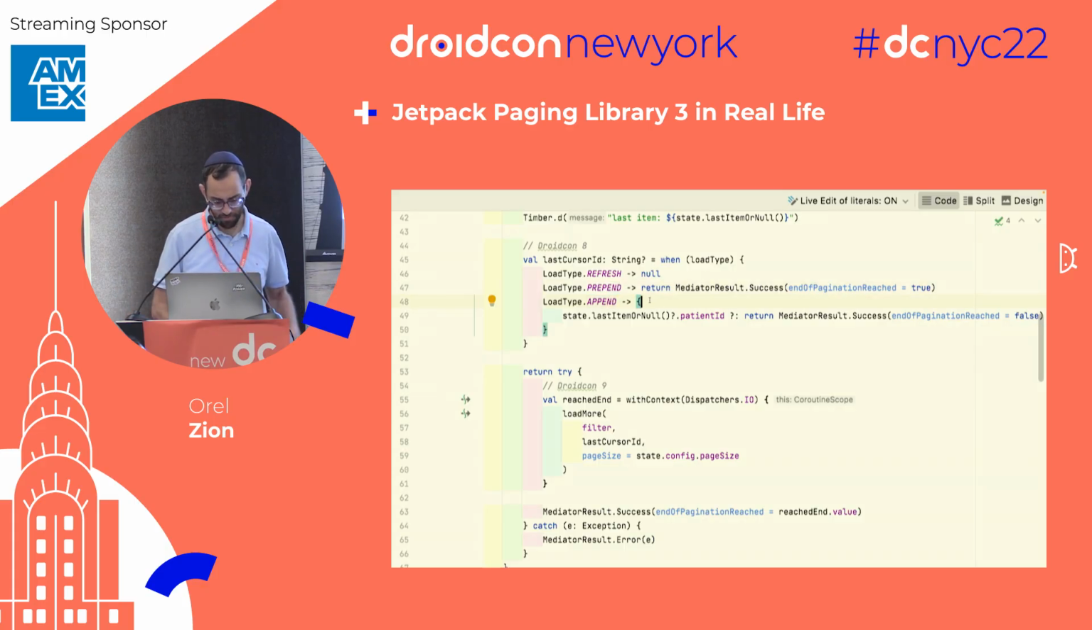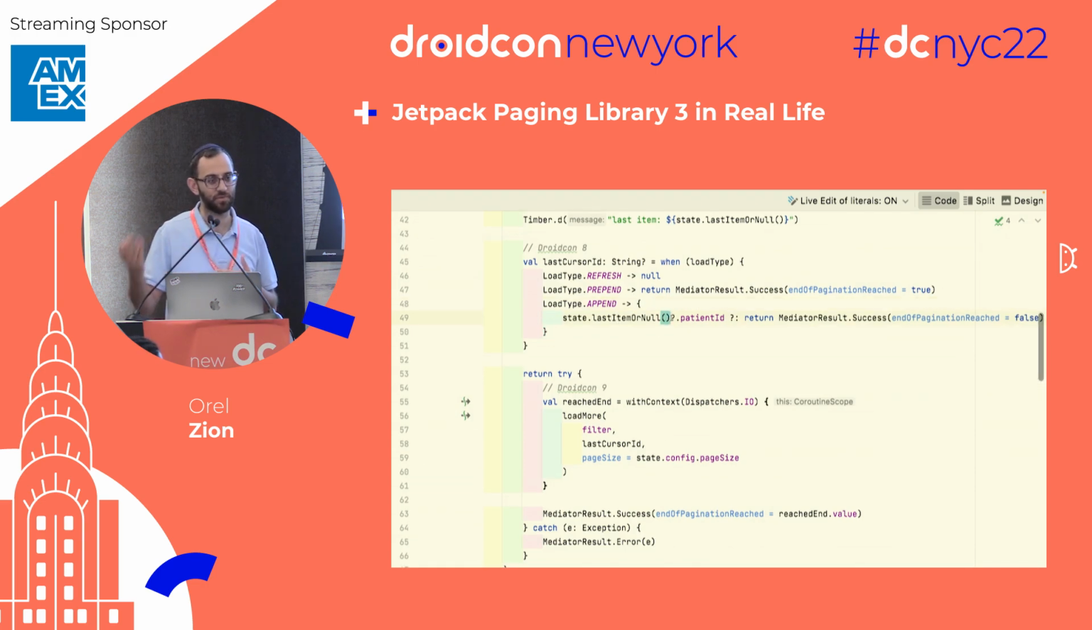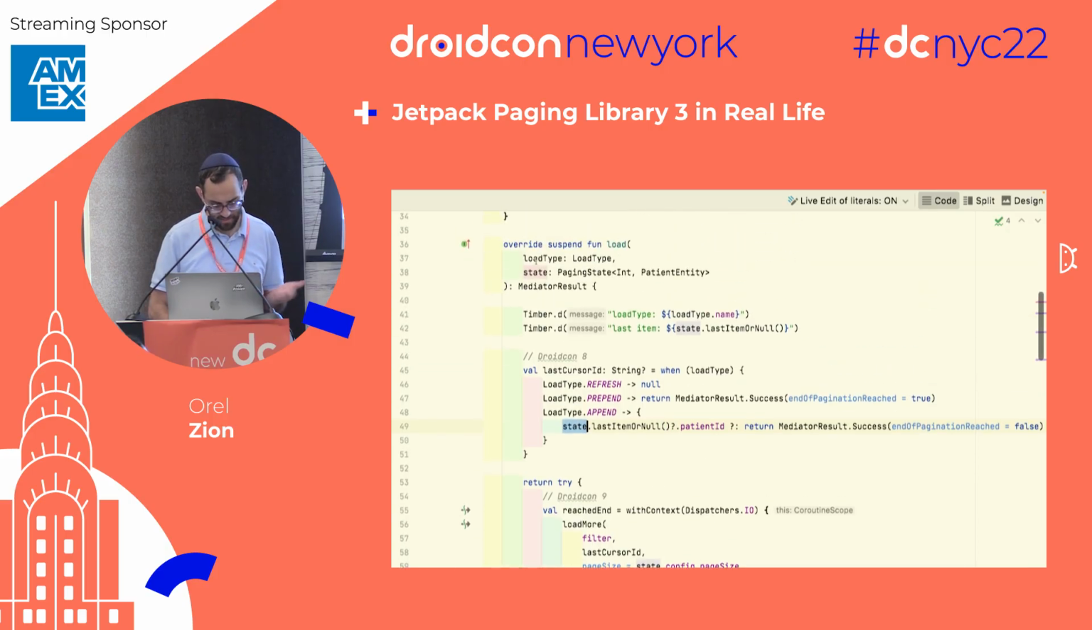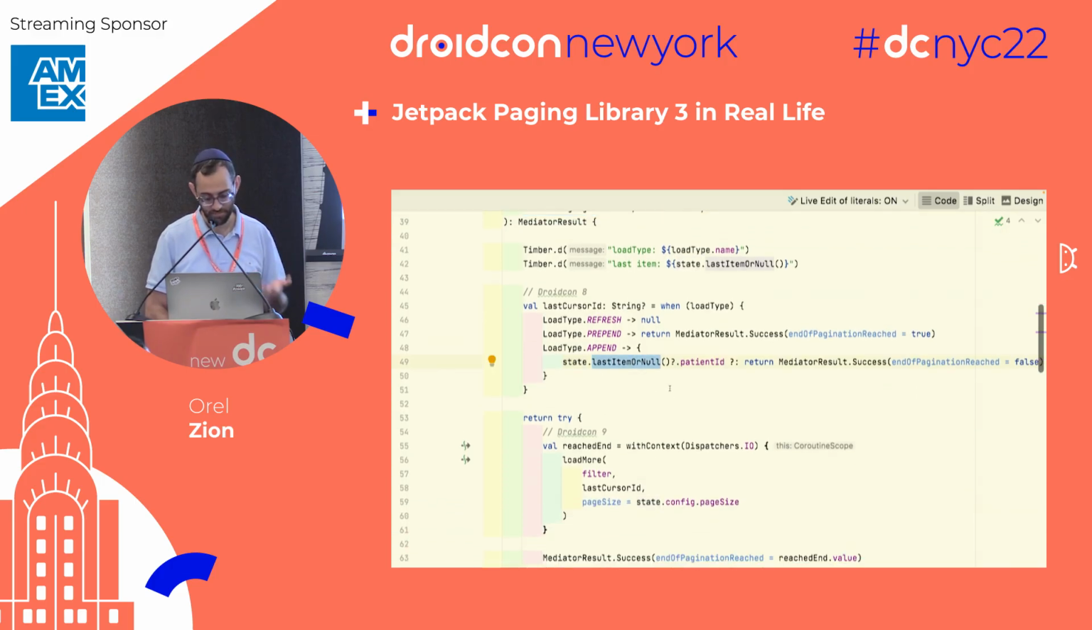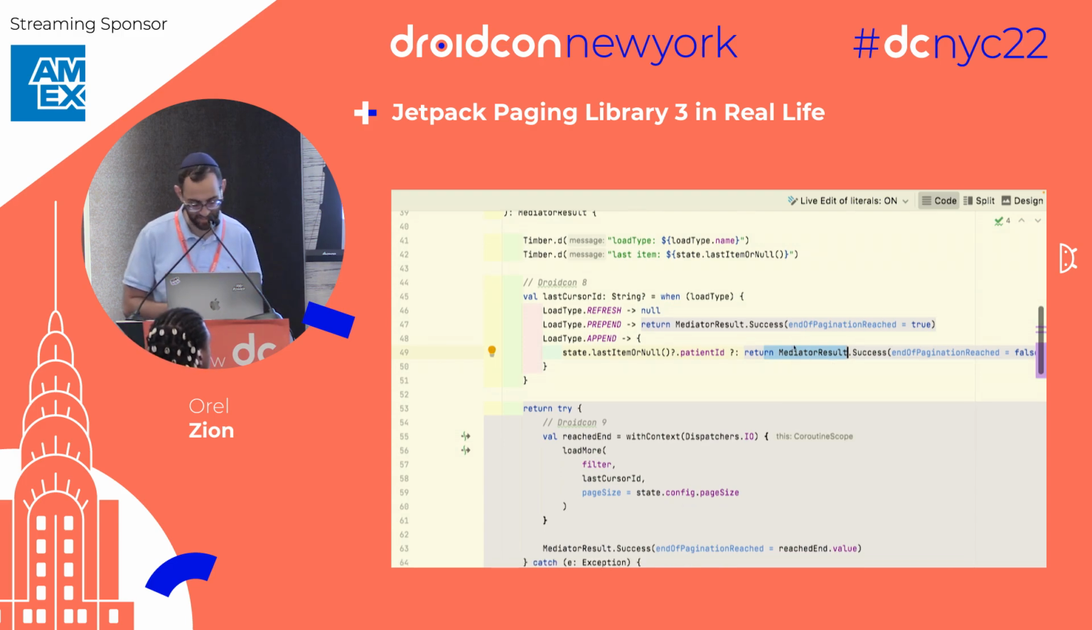And what I do in here, so remember I had the paging properties table, right? I would go and see if I have a last patient ID for this filter ID. Don't need that anymore. I have a state, which I receive in here. It's a parameter that I receive from the paging library. And I can just ask the state, do I have a last item? If I have a last item, I want to take the ID from there. If not, I'm just returning, okay, this is a success, but keep trying. Eventually, if the user keeps scrolling, let's let him do that.